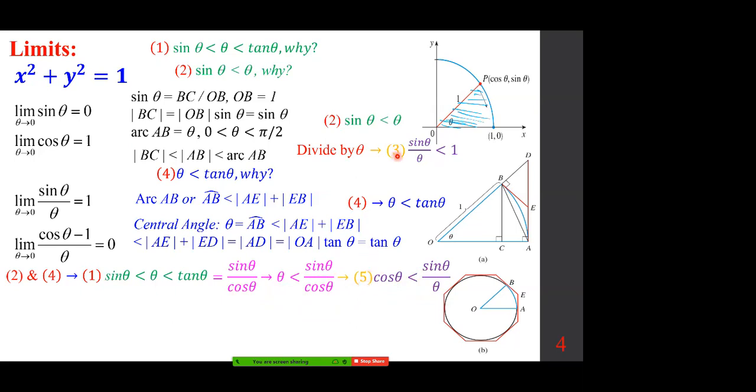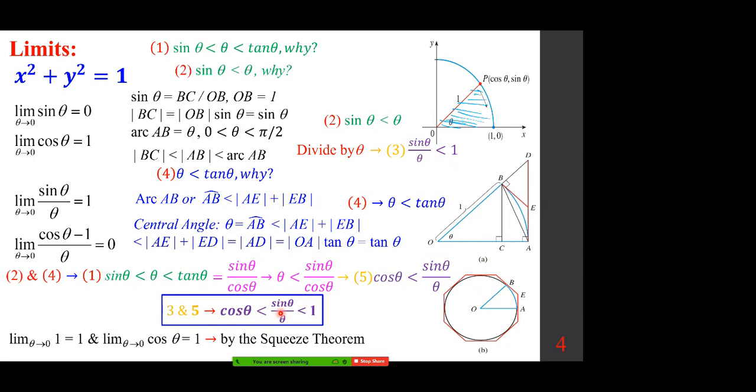So let's put number 3 and number 5 together. So cosine theta is less than sine theta over theta. So sine theta over theta is less than 1. Now, if we take the limit of the left side as theta approaches 0, we get 1 because the cosine of 0 is 1. And the right side is 1. Therefore, the limit in between, by the squeeze theorem, is also equal to 1. Okay, everybody? Therefore, that one is also equal to 1.